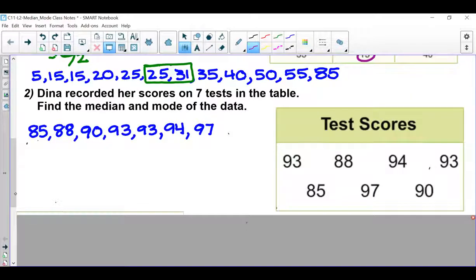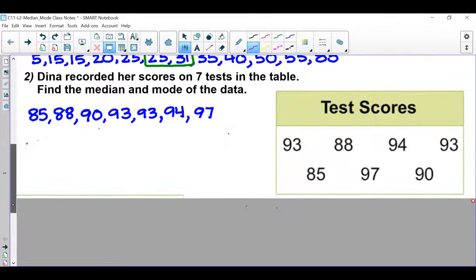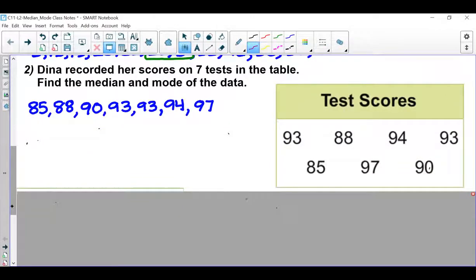Okay, so now we are going to be looking at scores, test scores, percentages. And it says here, Dina recorded her scores on 7 tests in a table. Find the median and the mode of the data. Again, it's not asking us to analyze or anything. It just wants to know what is the median and what is the mode. So I put the scores in order from least to greatest, which is what I want you to do for number 2 in your notes.